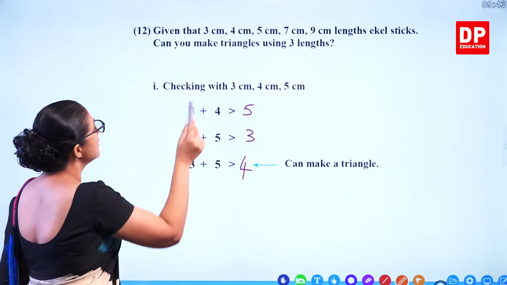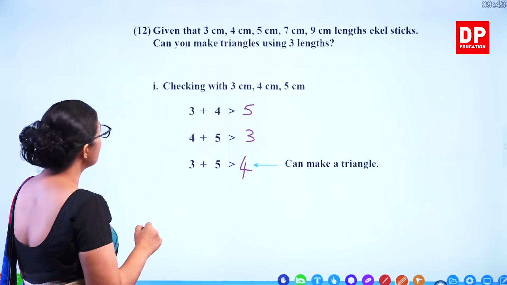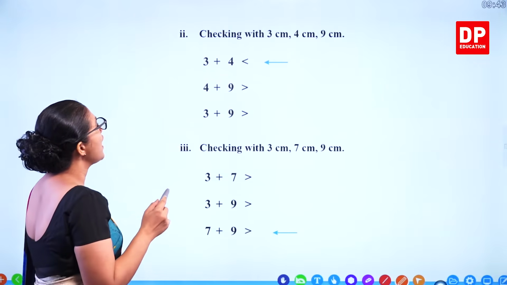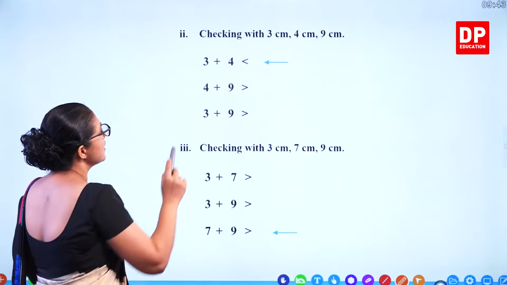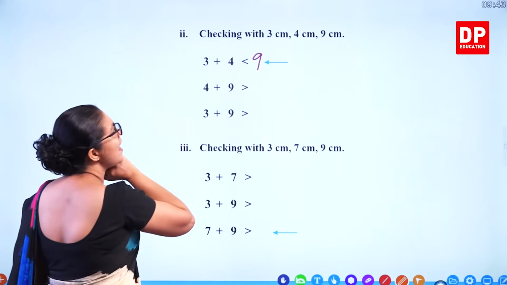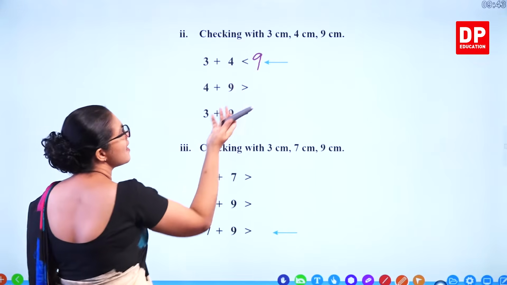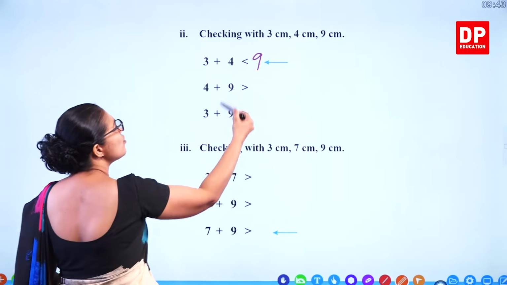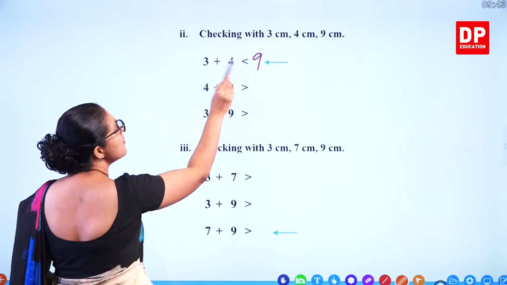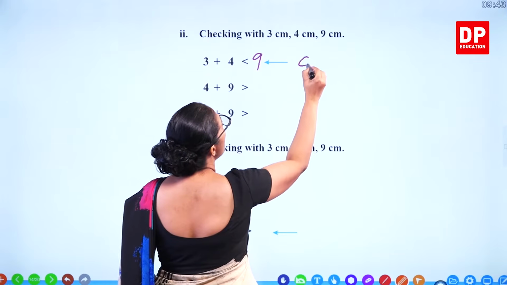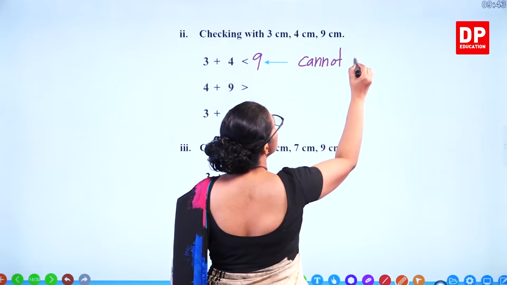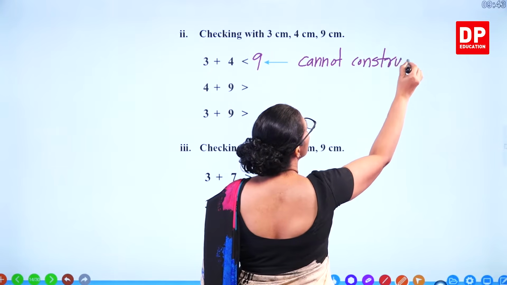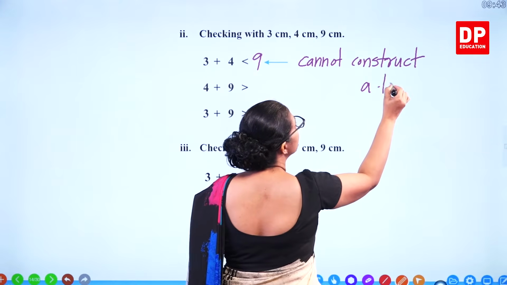Now we'll take another 3: 3, 4, 9. We'll check with 3, 4, 9. 3 plus 4 is 7. 7 is less than 9. If one side is not satisfying, that means you can't construct a triangle, so you don't need to check the other two. From this point, you can say we cannot construct a triangle there.